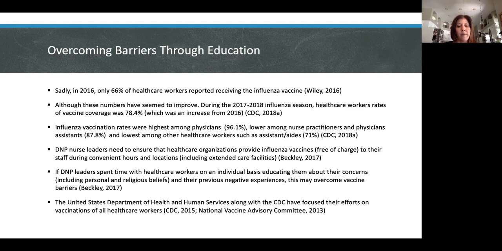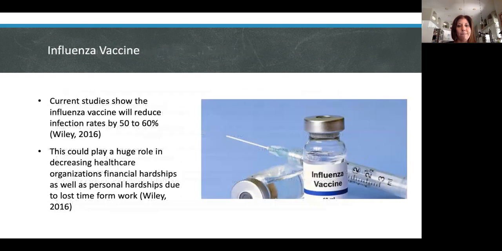The U.S. Department of Health and Human Services, along with the CDC, have focused their efforts on vaccinating healthcare workers. Current studies show that the influenza vaccine will only reduce infection rates by about 50 to 60%. And I'm sure that you've heard individuals not getting vaccines because they say, well, I still got the flu. And that absolutely may be true.